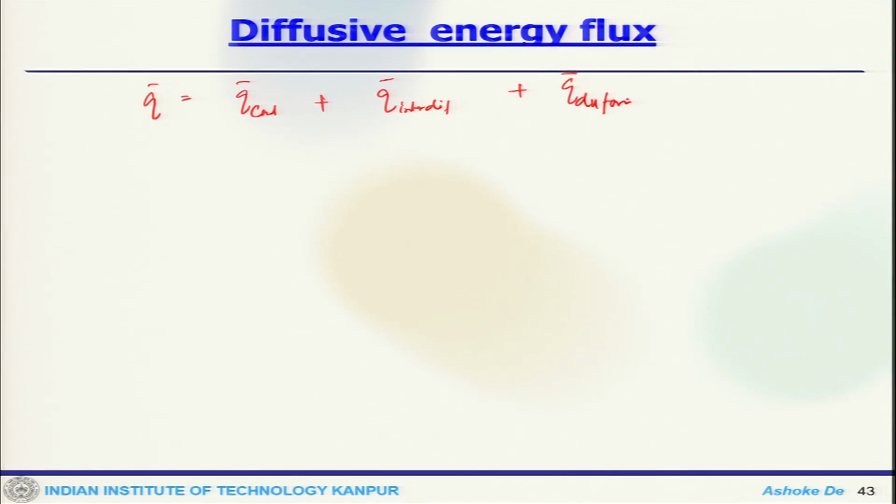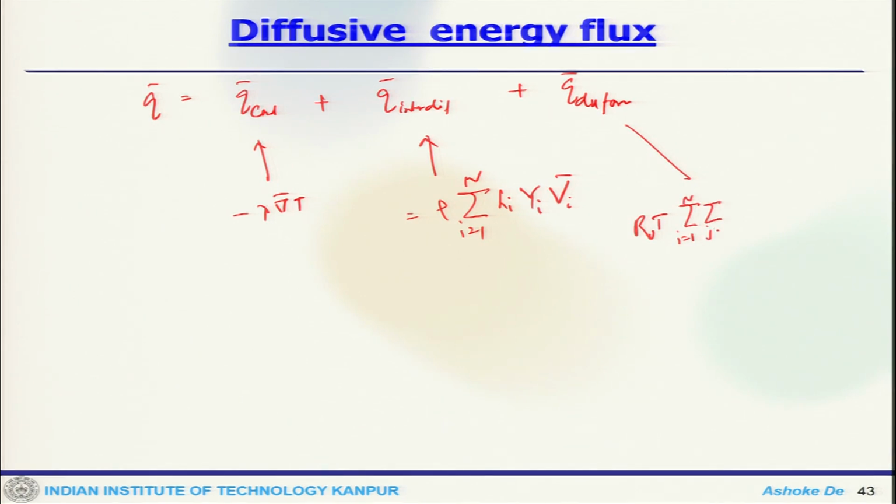Dufour. We use Fourier's law of heat conduction, where this can be represented as lambda del T. Interdiffusion is represented as rho summation of i equals 1 to n h_i Y_i V_i, and the Dufour effect is defined as R_u T summation of i equals 1 to n, summation of j equals 1 to n, X_j alpha_j over W_i D_ij, times V_i minus V_j, where alpha_j is thermal diffusivity.